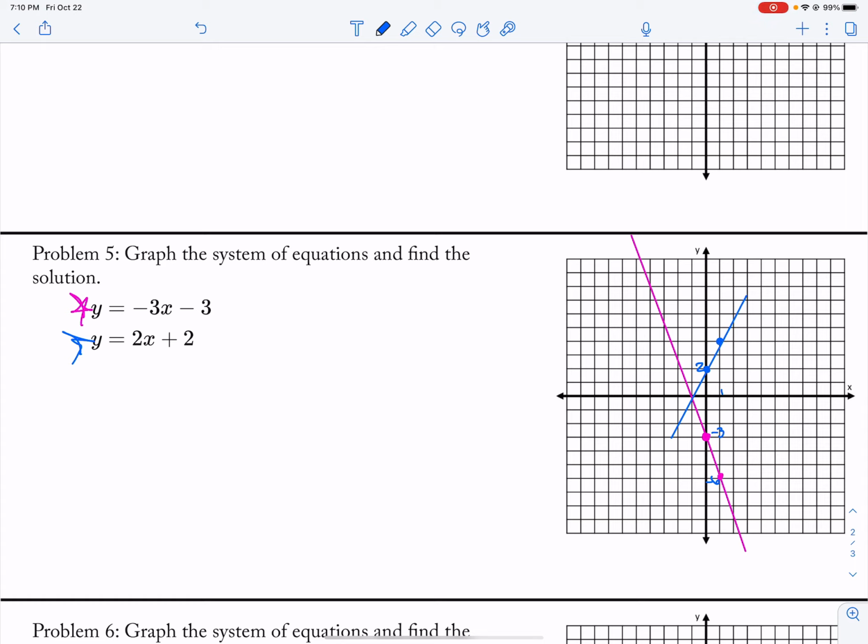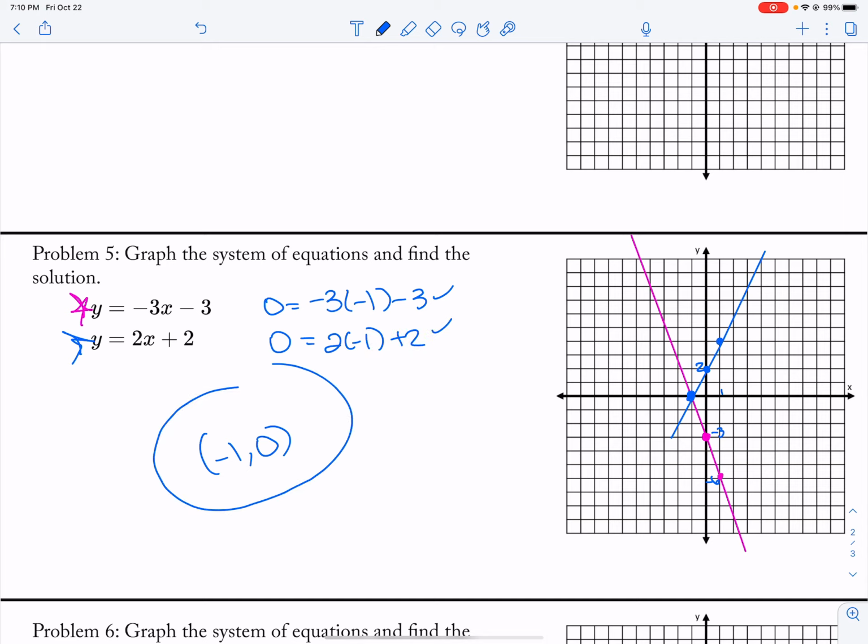That's the whole reason why we're graphing these, is to get the actual solution, which it looks like is at -1, 0. So 0 is equal to -3 times -1 minus 3. Yes, that's true. Is 0 equal to 2 times -1 plus 2? Yes, it is. So that is your solution.